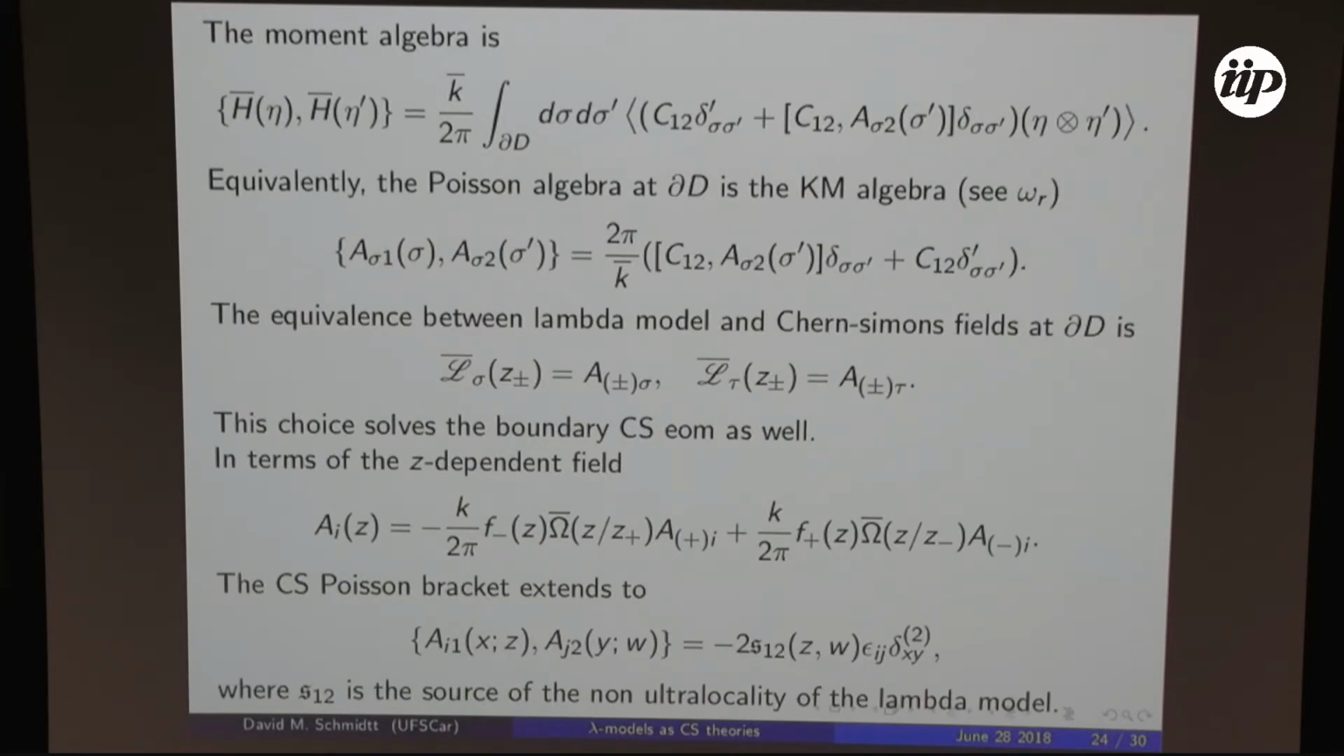Now I introduce the spectral parameter on the disk. This A_i are the two components of the gauge field on the disk, not to be confused with the tau component. I do the same, and I can find an interpolating algebra that extends the Chern-Simons algebra. And the S matrix is exactly the same anti-symmetric part of the R matrix that appears in the Maillet algebra of the lambda model. So this is the source of the non-ultralocality of the lambda model.